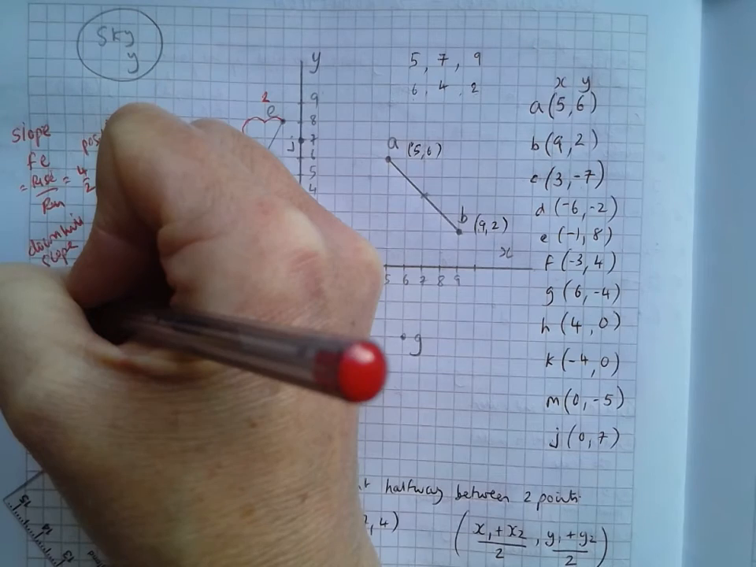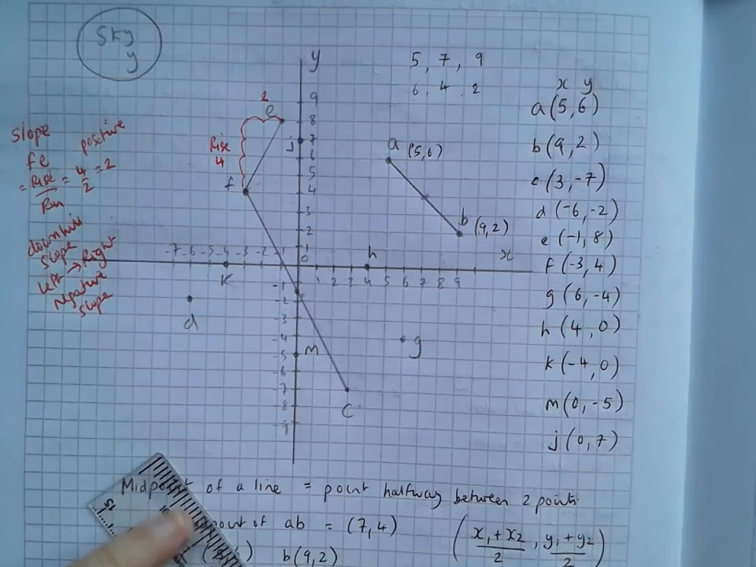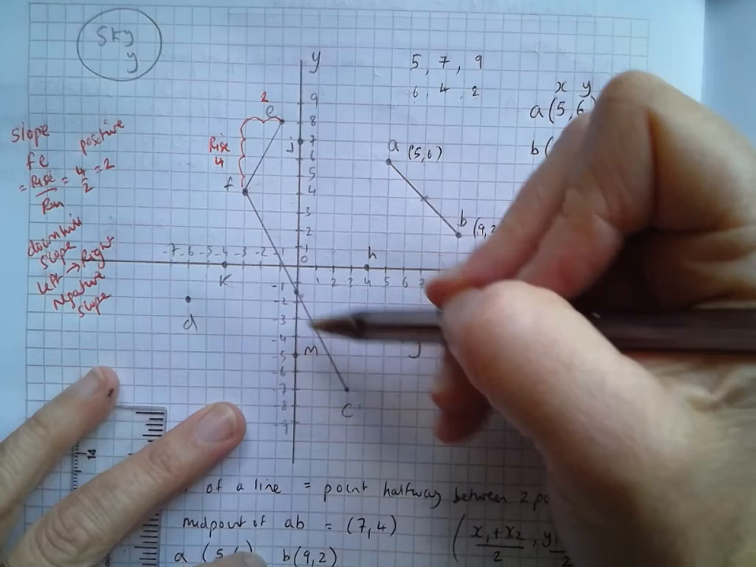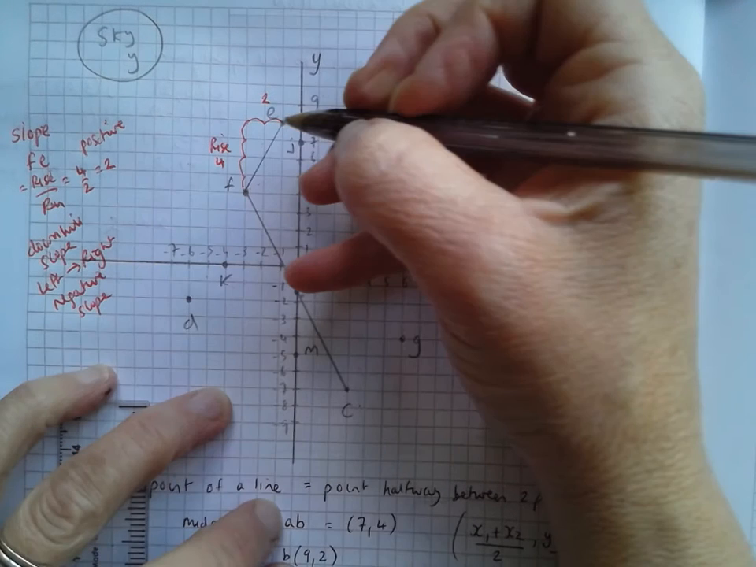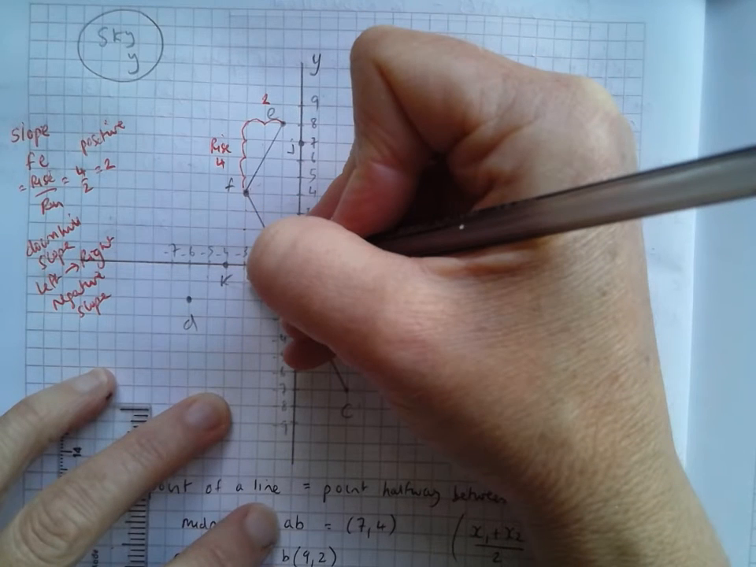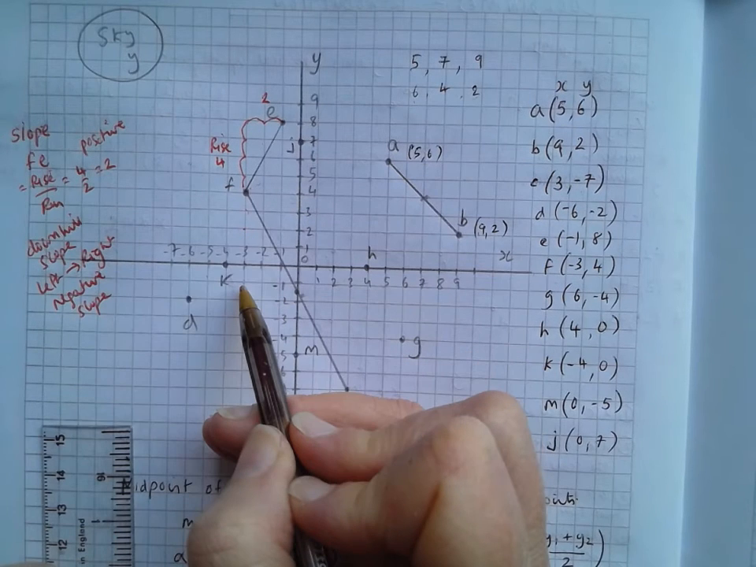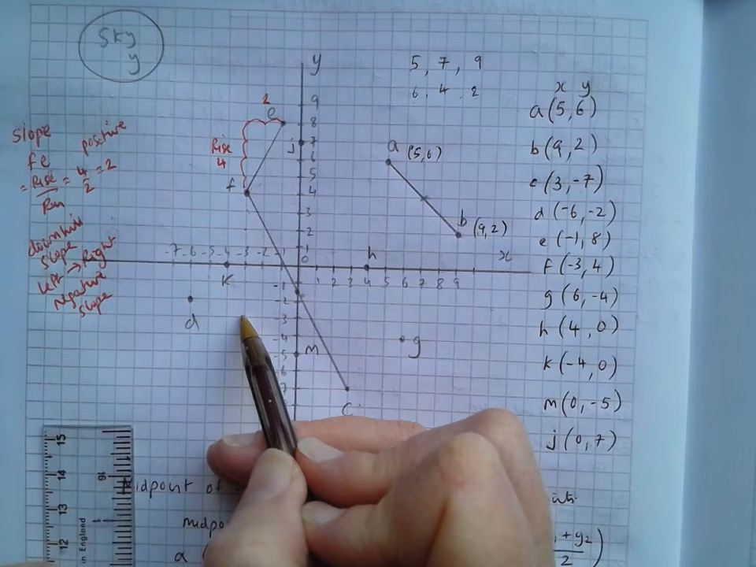So downhill slope from left to right is a negative slope. Let's see what the slope of FC is going to be. It's going down 1, 2, 3, 4, 5, 6, 7, 8, 9, 10, 11. It's going down 11.